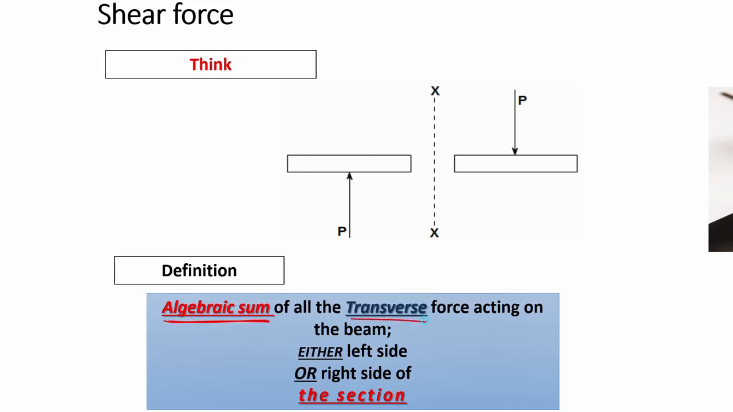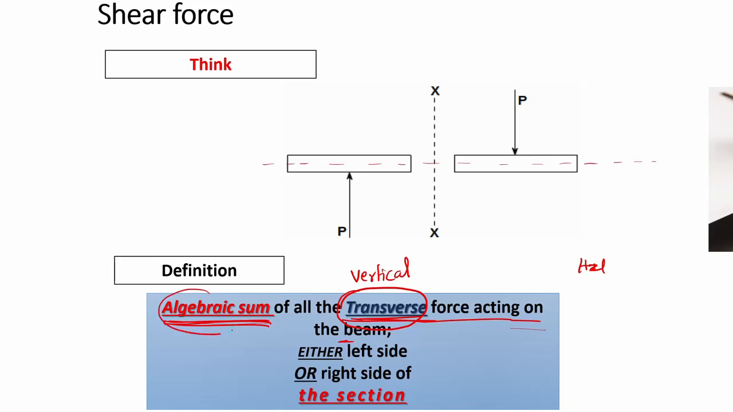Algebraic sum of all the transverse forces means you will be having the axis of your beam, or otherwise paper, whatever it is. The axis is like this, and these forces are perpendicular to the axis. Those forces are perpendicular to the axis, therefore they are called transverse. If you are using a horizontal beam, then you can replace this word by vertical. Then your definition will be the algebraic sum of all the vertical forces acting on the horizontal beam.